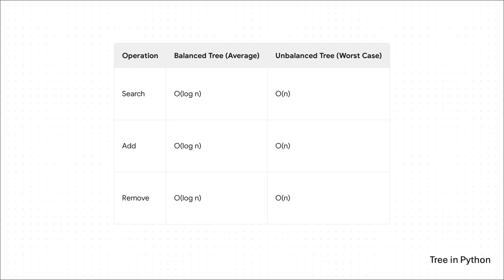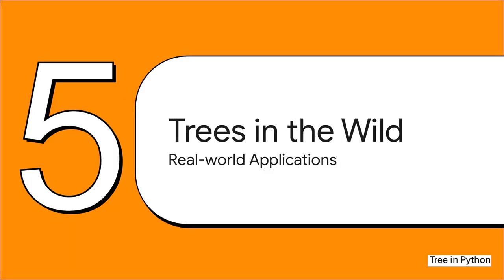So here's a little cheat sheet to really nail this down. You can see that for all the main operations, searching, adding, removing, a balanced tree gives you that beautiful O log n performance on average. But in the worst case scenario, when that tree gets all lopsided, the performance for everything craters all the way back down to O(n).